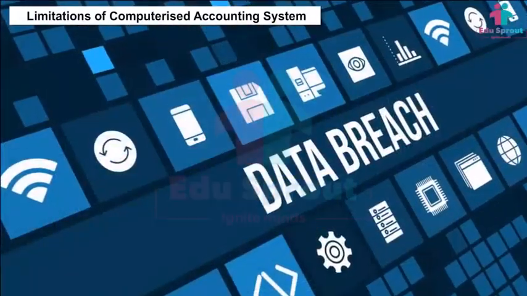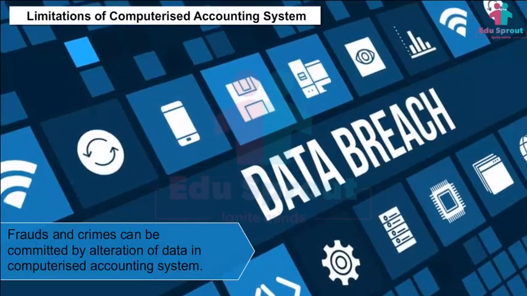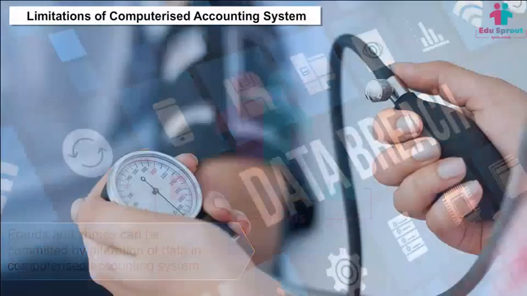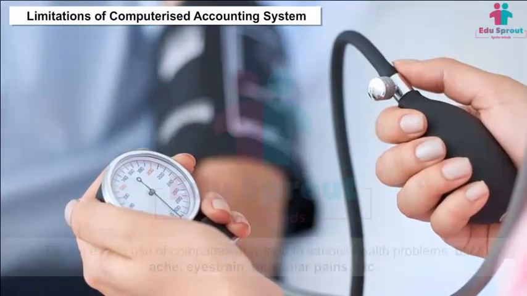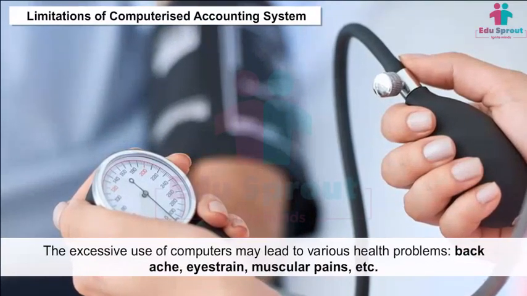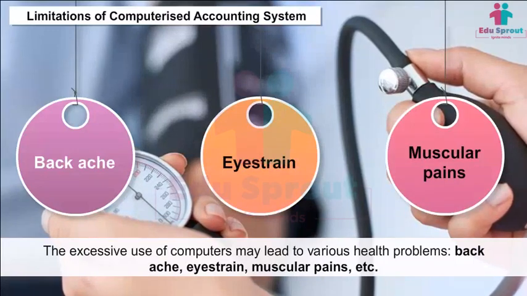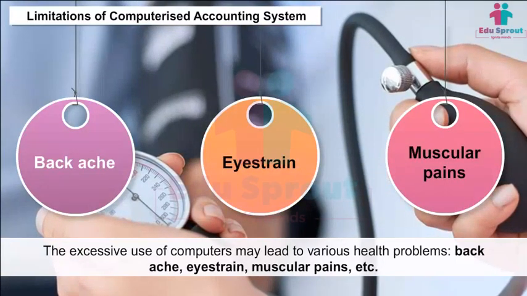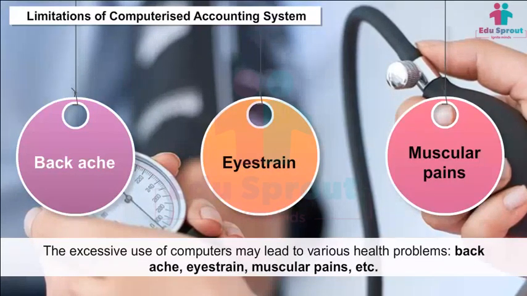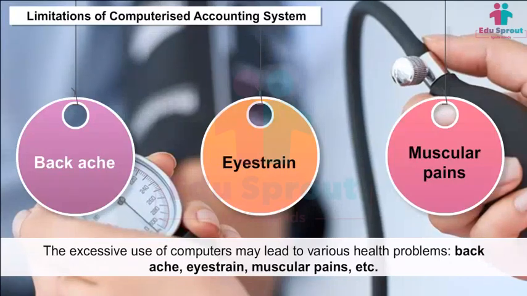Breaches of security. Frauds and crimes can be committed by alteration of data in computerized accounting system. Ill effects on health. The excessive use of computers may lead to various health problems: backache, eye strain, muscular pain, etc. This also affects the working efficiency of accounting staff on one hand, and increases medical expenditure on such staff on the other.